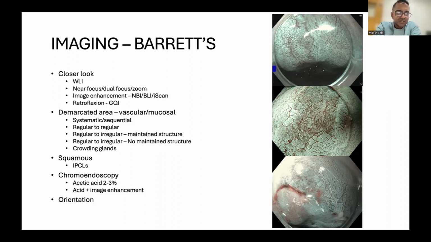Don't forget to look at the gastroesophageal junction. Lots of cancers arise at the gastroesophageal junction, and sometimes it's better appreciated in retroflexion to look at the back end of the gastroesophageal junction.